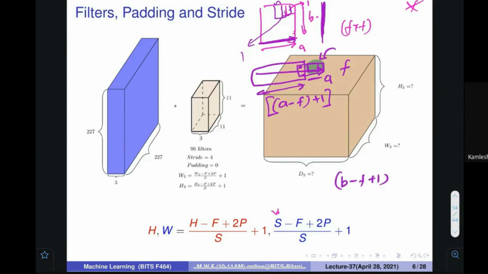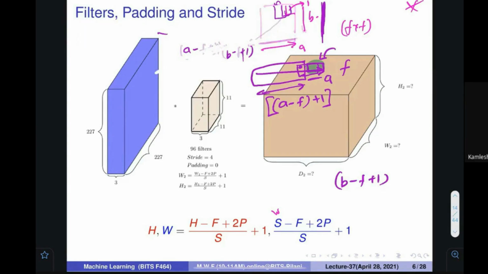Very interestingly, I wanted to tell you, are you able to understand this? If an array of A cross B is there, and I apply an F cross F filter on that, then the output I am going to get is A minus F plus 1 times B minus F plus 1. This is what the size is going to be. So this is how the size changes with respect to the filter.